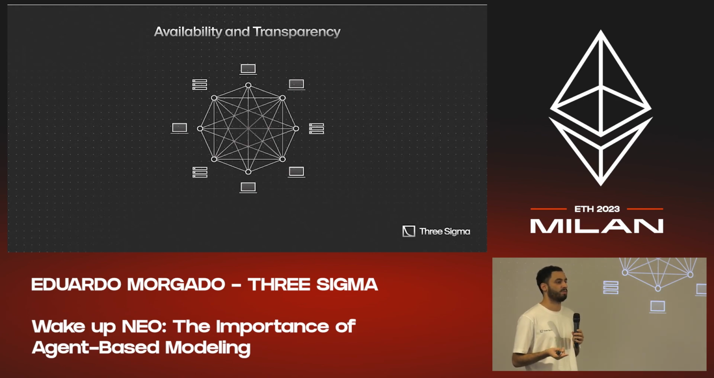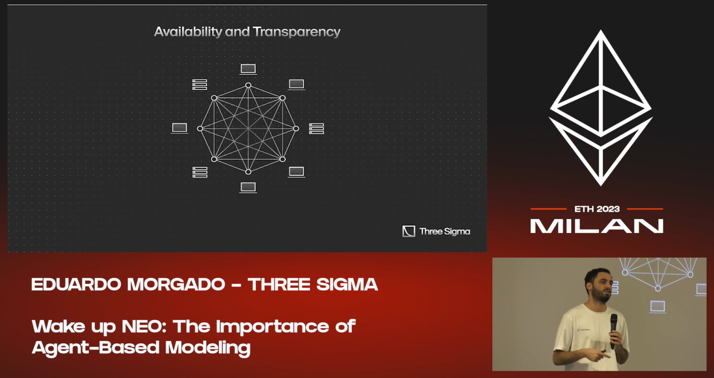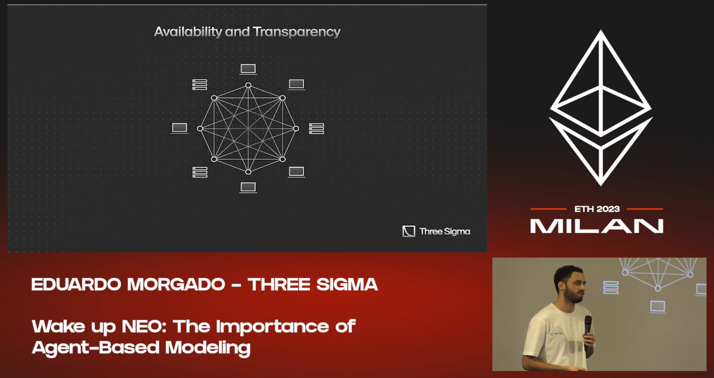The first one is availability. The teams that are actually modeling these agents and running these simulations end up being only a very small number of consulting firms, and not the protocols themselves, because this work is being outsourced.